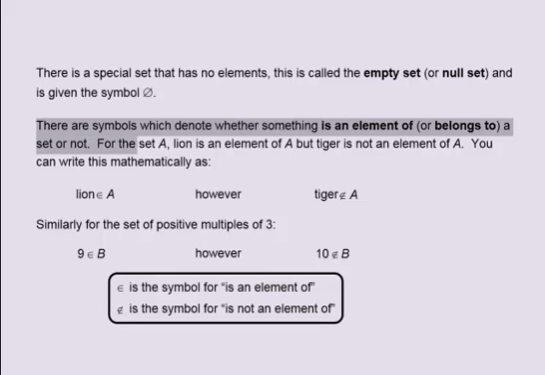There are symbols which denote whether something is an element of, or belongs to, a set or not. For the set A, lion is an element of A, but tiger is not an element of A. You can write this mathematically as lion ∈ A. However, tiger ∉ A. Similarly, for the set B of positive multiples of 3, 9 is an element of B. However, 10 is not an element of B. This curved E is the symbol for "is an element of." This curved E with a diagonal line through it is the symbol for "is not an element of."